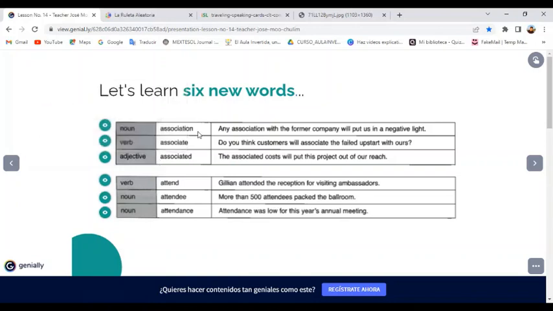Okay, any questions with these three words? No, sir. Benjamin, Alicia, any questions with this? No. Okay, then we have attend. Do you know this word, attend?